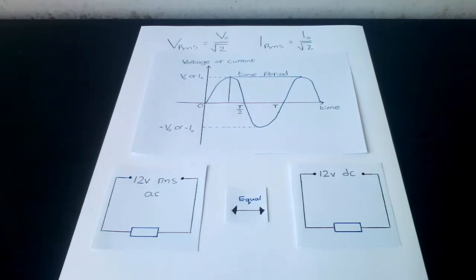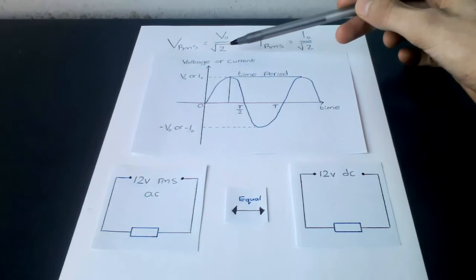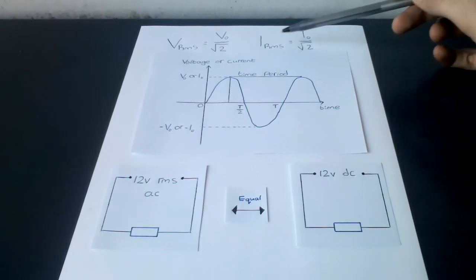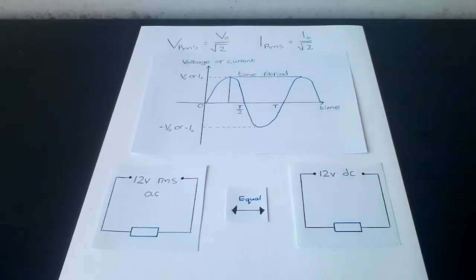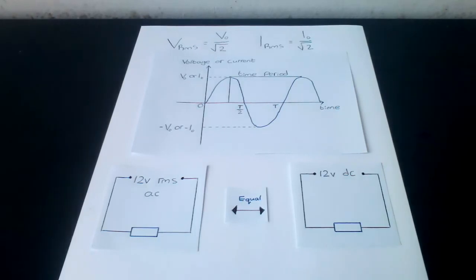So how do you lay your hands on this magical value? Well, V RMS is equal to V0 over the square root of 2, and I RMS is equal to I0 over the square root of 2, where V0 and I0 are the peak values. Note, RMS values are less than the peak values of voltage and current. So when given an AC question, simply find the RMS values using the peak value and above equation, and then use your normal electrical equations.